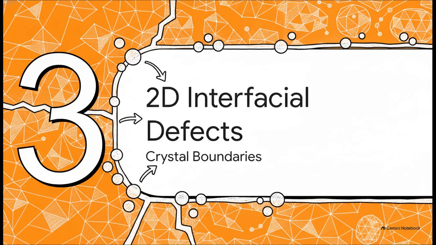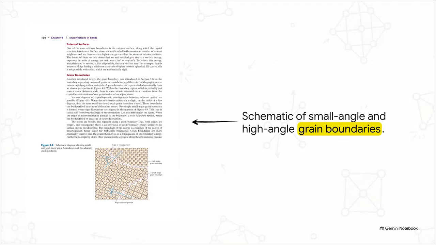Section 3. Two-dimensional interfacial defects, crystal boundaries. Scaling up yet again, we hit 2D interfacial defects. These are two-dimensional boundaries that separate completely different regions of a material. The most common one you'll see is a grain boundary. See, most solid materials aren't just one giant continuous crystal. They're actually made up of millions of tiny individual crystals, called grains, all jammed in together.